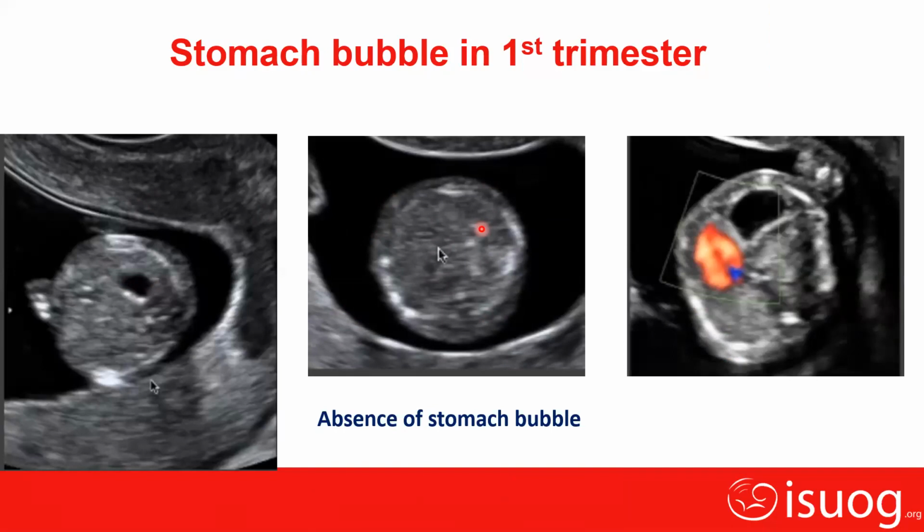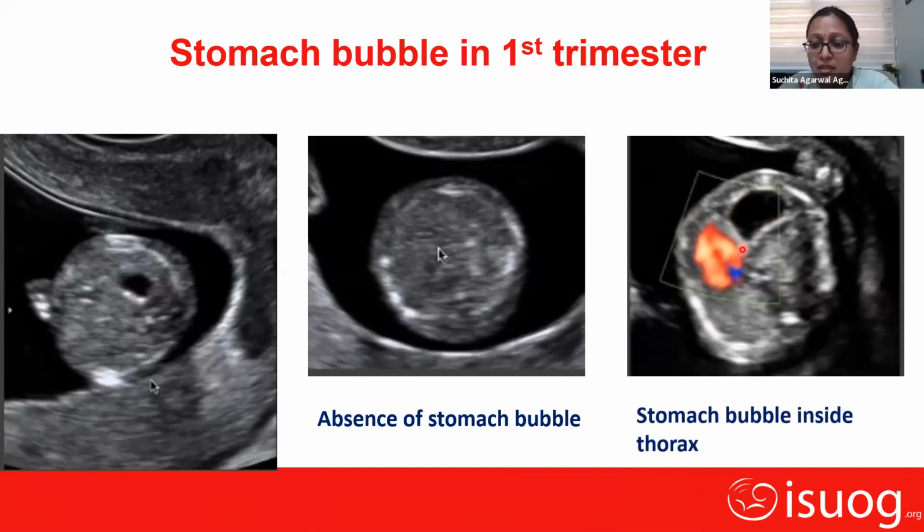I search for the stomach bubble in the thorax. What do I find? I find the stomach bubble is sitting next to the heart. It is in the thorax. It is sitting next to the heart. So the stomach bubble is inside the thorax. So what should be my diagnosis? My diagnosis is congenital diaphragmatic hernia.